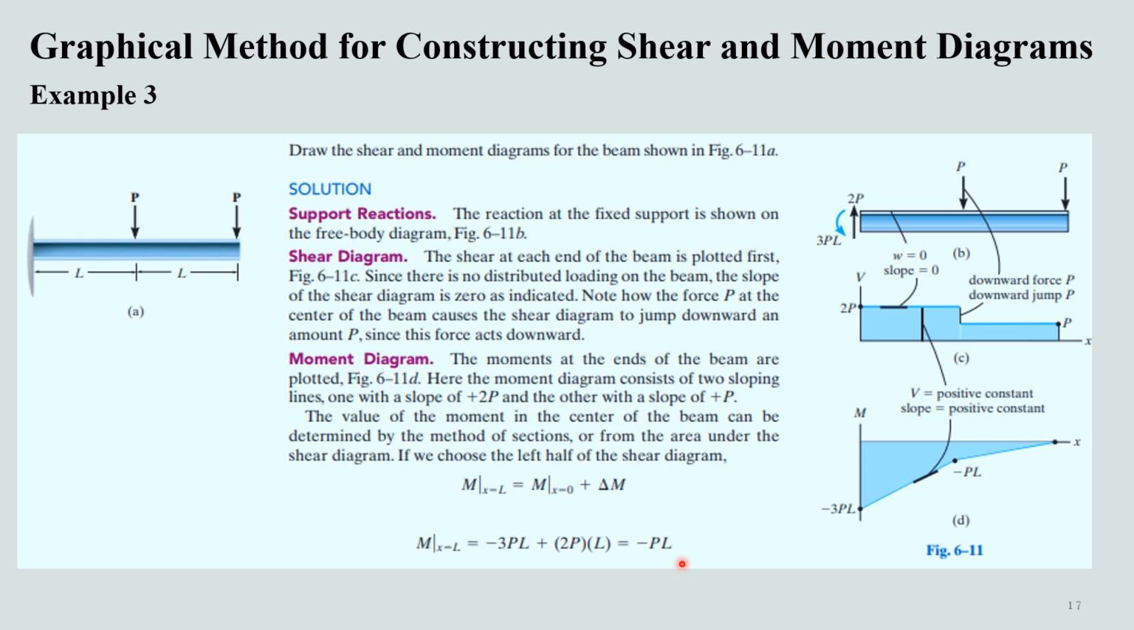And similarly, we can apply the same concept to determine the moment for the rest of the length of the beam, but we can simply use a straight line as well to connect this minus PL to this point 0, because the moment will become 0 at the end point of the beam, as we are not having any kind of support at this point. So in this way we have constructed shear and moment diagrams using the graphical method.